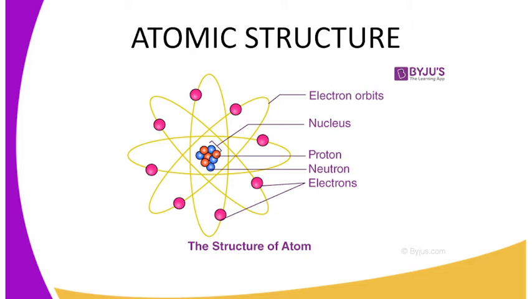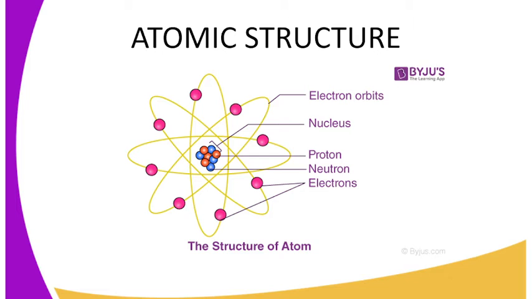We have an atomic structure. As you can see, an atom is made up of electrons, neutrons, and protons. The nucleus of an atom has a specific number of protons and neutrons. The number of protons in the nucleus is called the atomic or proton number, while the sum of the number of protons and neutrons is called the mass or the nucleon number.